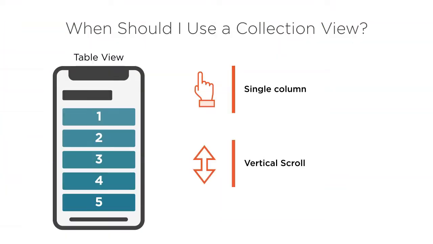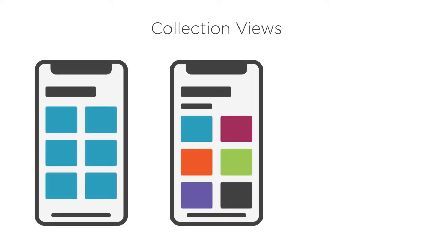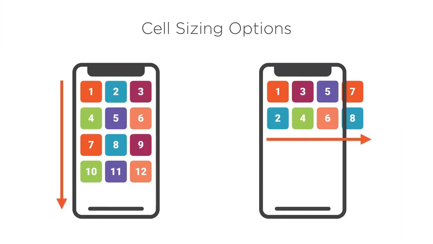Most of you know how to use table views already. And let's face it, table views can be boring because they can only show a single column of vertically scrolling data. Meanwhile, a collection view can show multiple columns of data and also scroll horizontally.